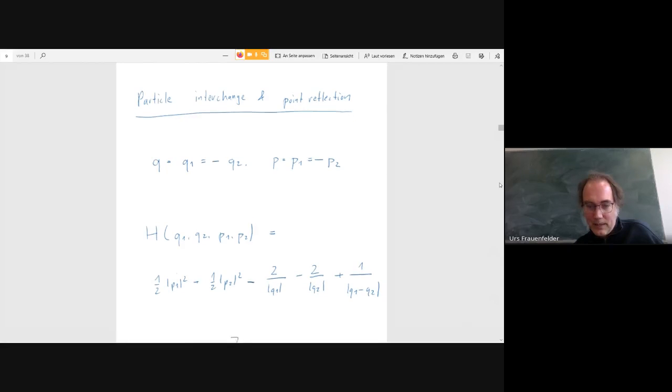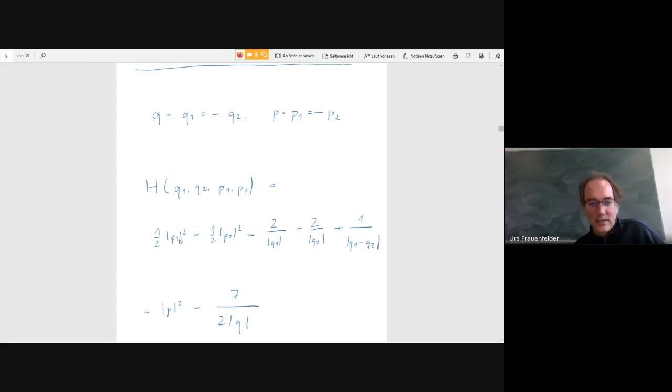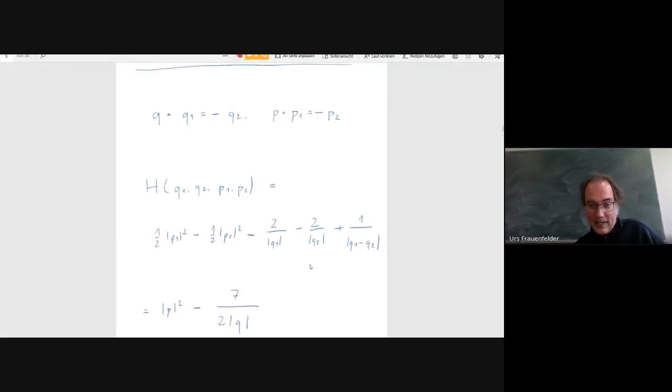But now if we plug in, we have just one p, so we are just left with one p squared, and the potential part becomes very easy. So q1 is q2, so here we have minus 4 divided by q, and then the interaction term, but we have q minus minus q, so this we divide by 2q. So we have minus 4 plus 1/2. I think this is minus 7 over 2 divided by q. So what we are left with is just a Coulomb problem, a Coulomb problem with a strange charge, 7 over 2. But of course, we know how to solve this. We know all of this thanks to Kepler.